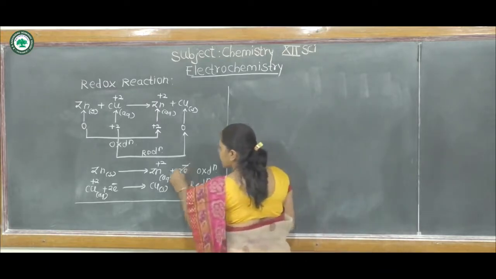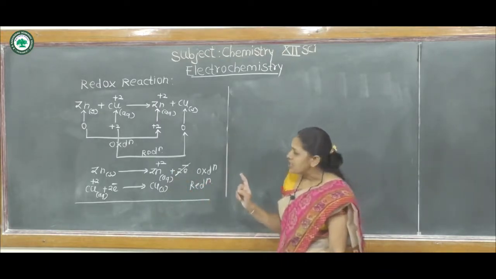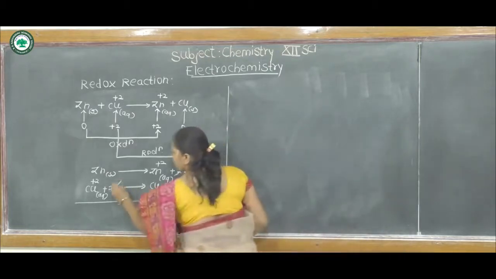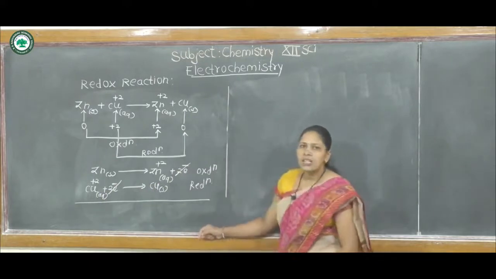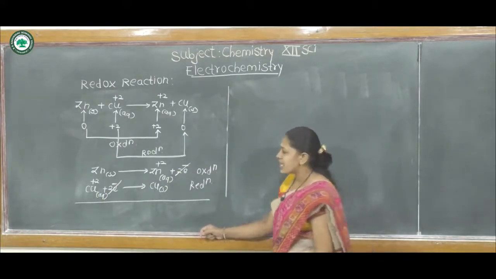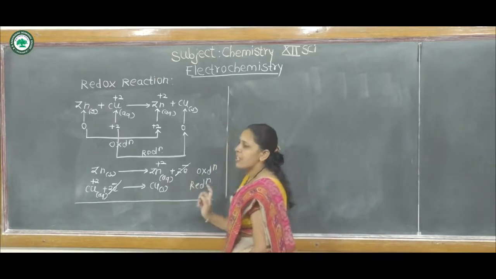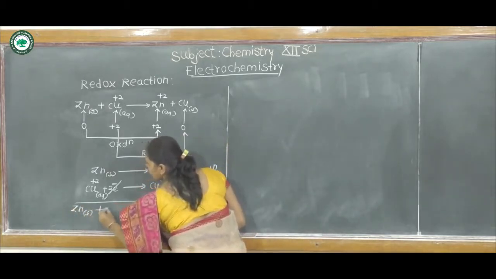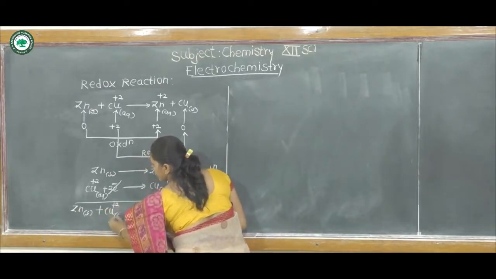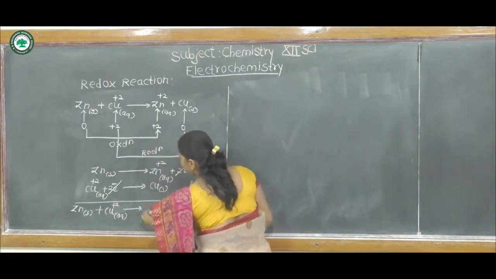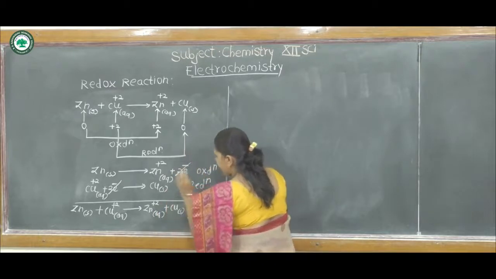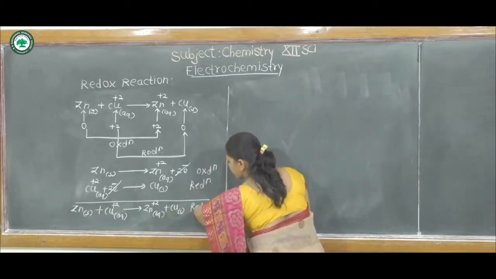Here 2 electrons lost by zinc metal are accepted by copper +2 ions, therefore the total effect of electron is neutralized. These 2 electrons get cancelled and remaining is zinc solid plus copper +2 ions. It gives zinc +2 ions plus copper solid, and this is redox reaction.